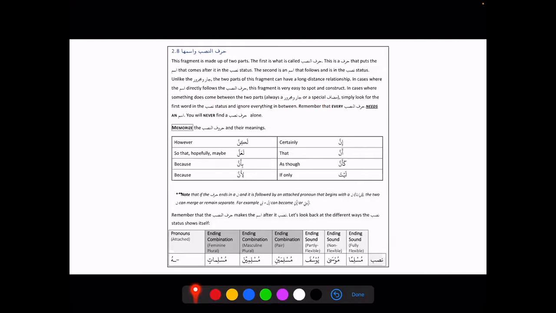always a jar majroor or a special mudaf. So they can be in between them. So there is harfu nasab, and in between them you can find a jar majroor fragment, or you can find a special mudaf fragment, which we are going to learn soon. So simply look for the first word in the nasab in status and ignore everything in between.